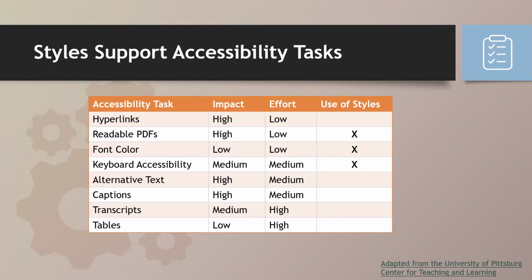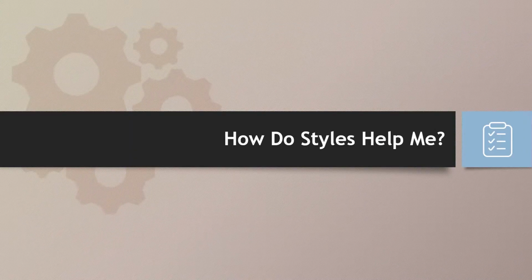I have added a column to the original table showing you how and where the use of styles can help lay a foundation for meeting accessibility standards when creating your materials. Those areas are readable PDFs, font color, and keyboard accessibility. Creating accessible documents is the right thing to do, legally, morally, and ethically. However, you might be surprised at how much this tool will help you.